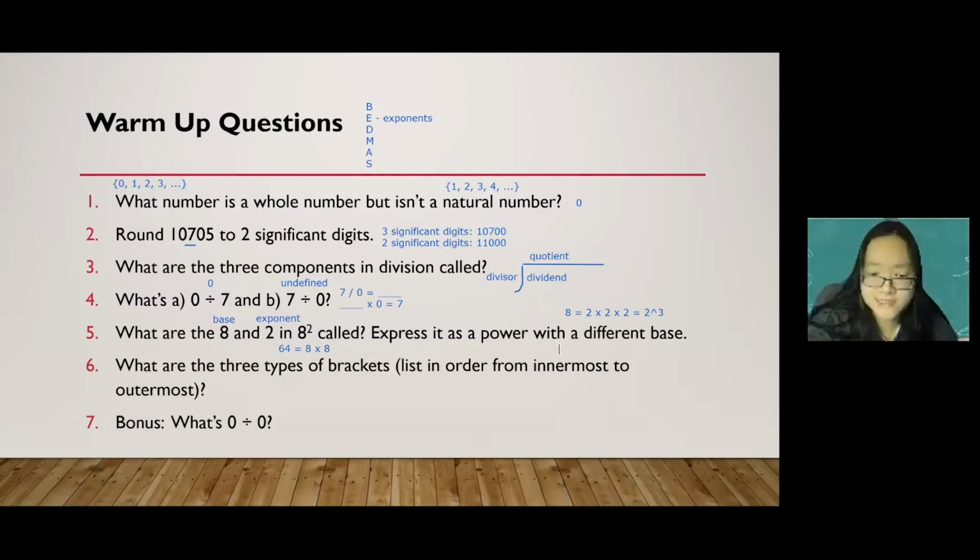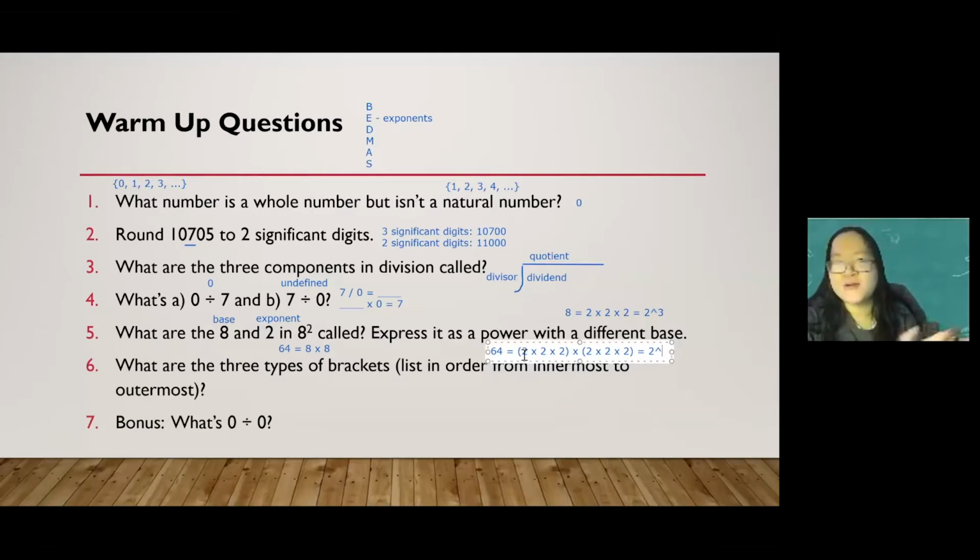So then when we do 64, we know it's 8 times 8, but we can replace each 8 with 2 times 2 times 2, right? And we have 2 times 2 times 2 again. Can somebody count for me? How many 2s is that? However many 2s that is, that's the exponent. Okay, so how many 2s are there here? It will give me 2 to the power of what?